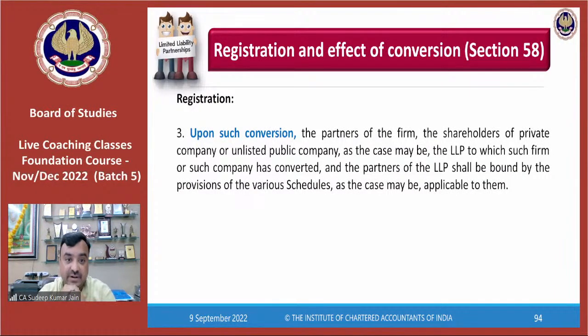Now, upon such conversion, the partners of the firm, the shareholders of the private company or unlisted public company, as the case may be, the LLP to which such firm or company has converted and the partners of LLP shall be bound by the provisions of various schedules as the case may be applicable to them. The meaning of this point is just to inform that after the conversion, the partners of LLP will be responsible as per the schedules. Clear?